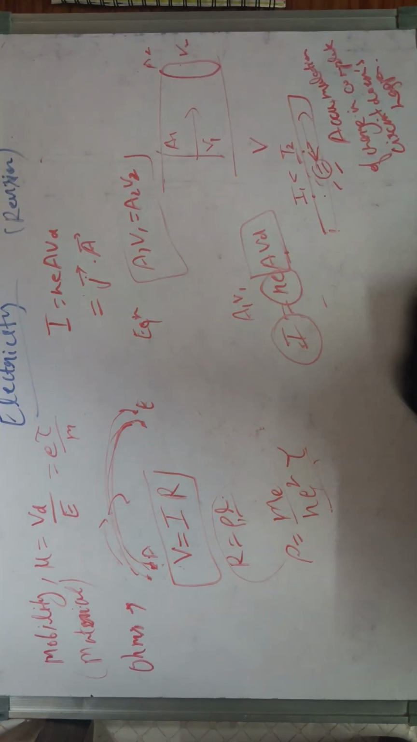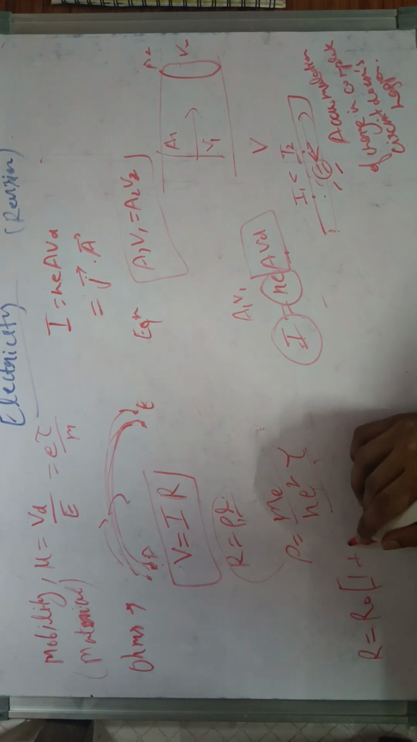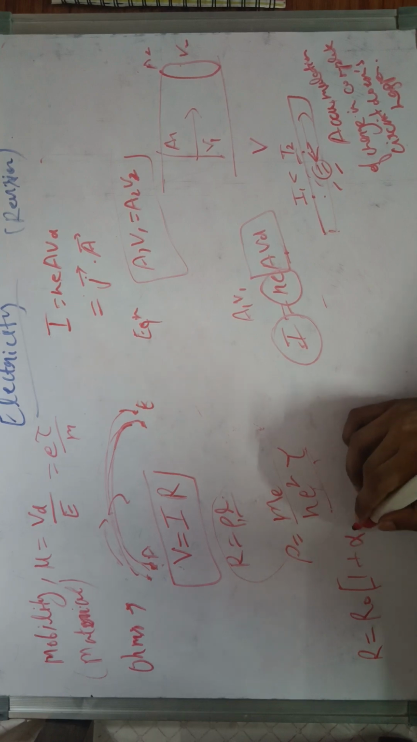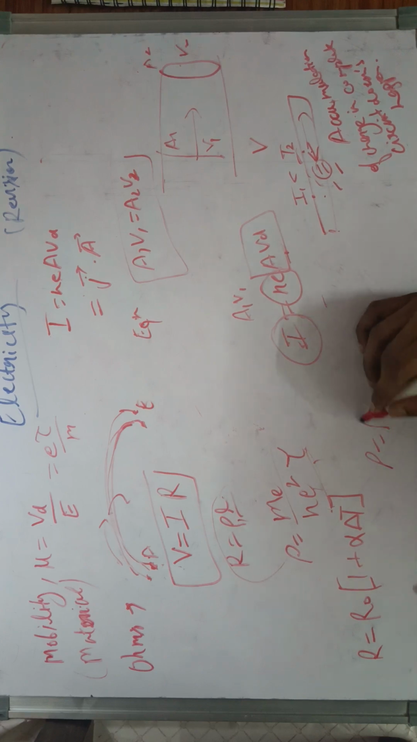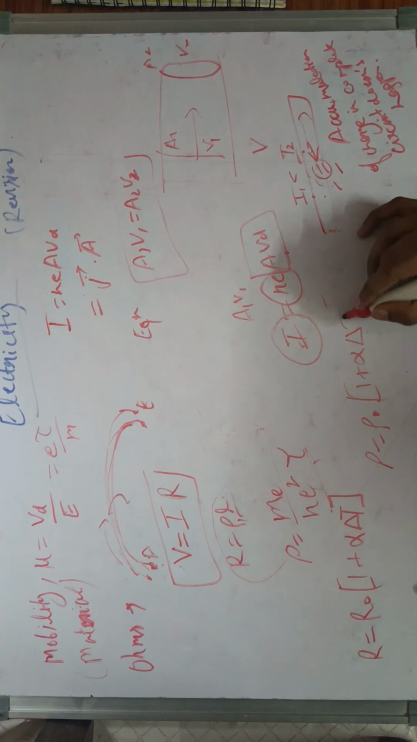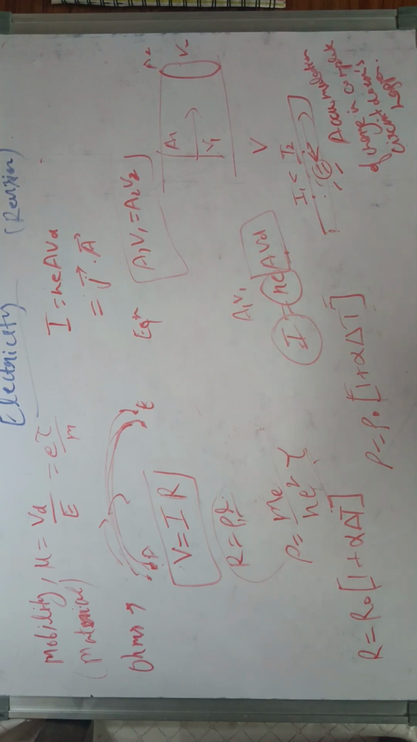And next, the resistance of the body can be written as R = R naught (1 + alpha delta t), where alpha is the temperature coefficient of resistivity. Similarly, we can write rho is equal to rho naught (1 + alpha delta t). So this is the formula of resistivity.